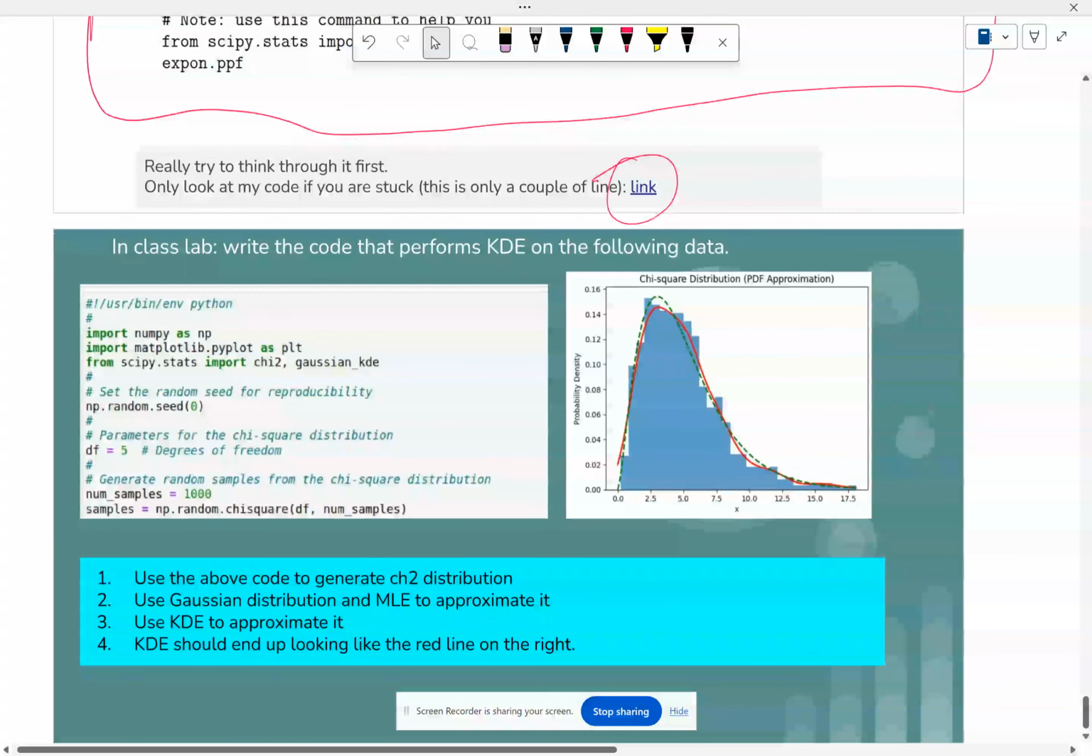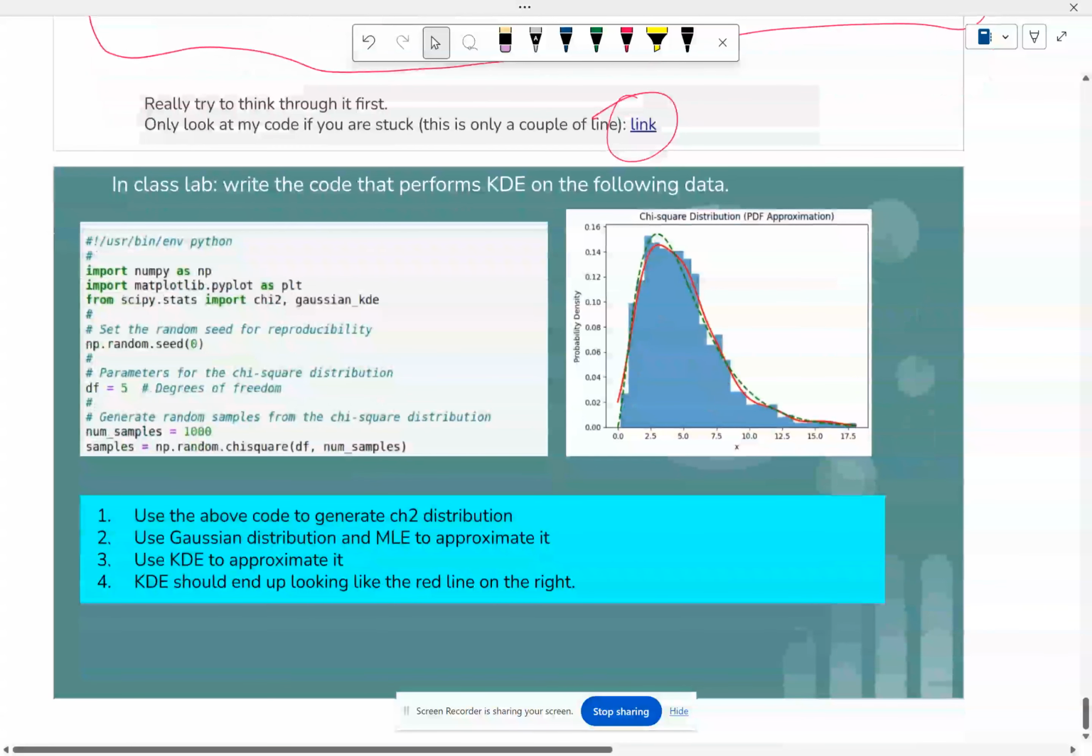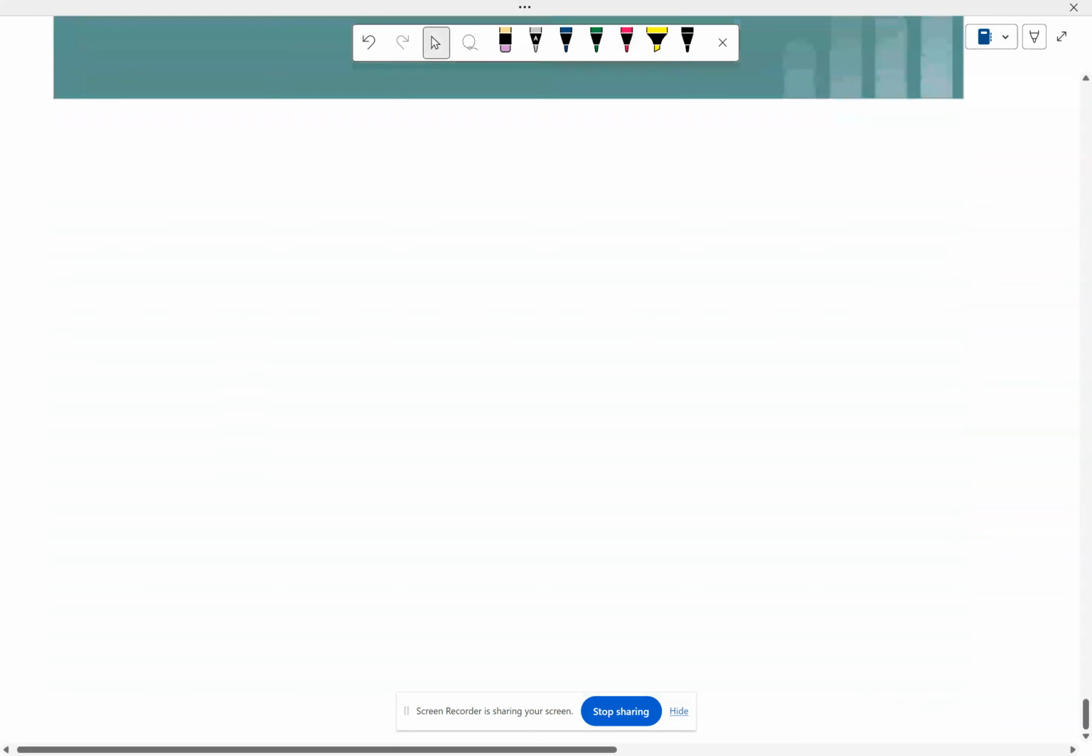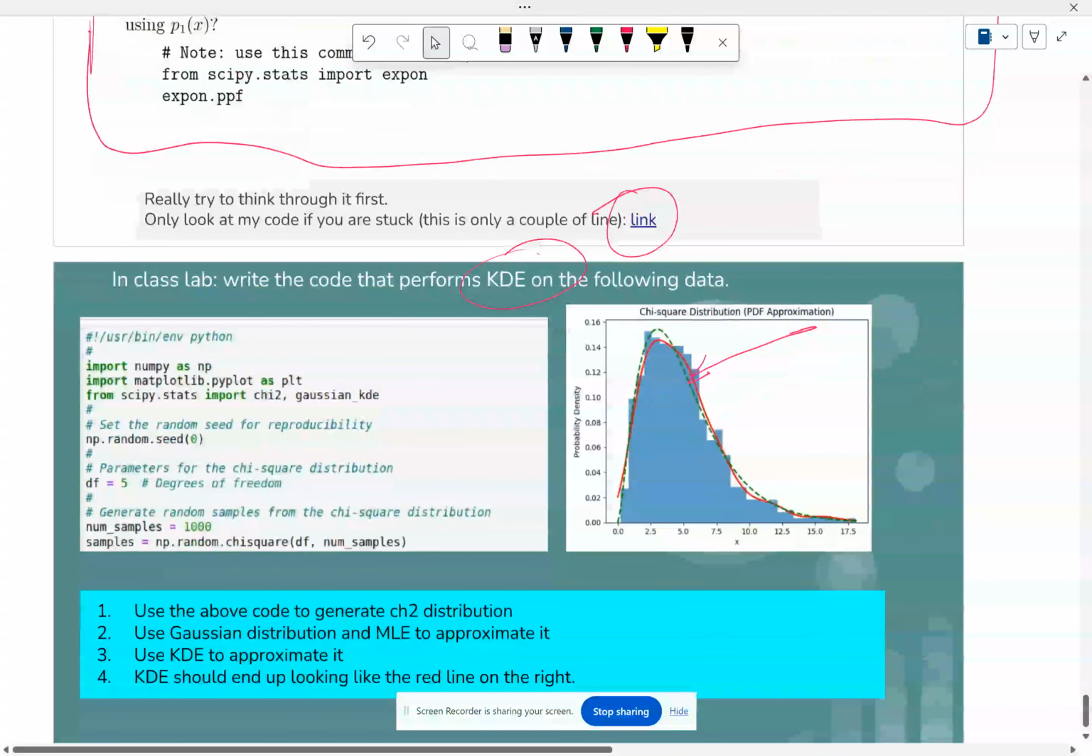Okay. Now, if you finish that, the very last one is for you to perform kernel density estimation on this distribution. This is called a chi-square distribution, and the red one is essentially the KDE solution, and you should be able to get something pretty close to the red. Okay, I think that's the class. I'll see you next class.